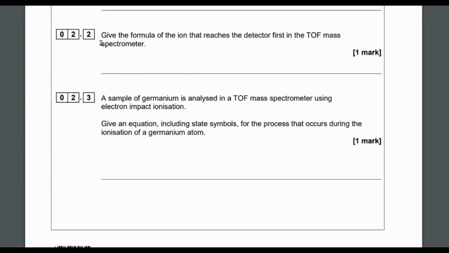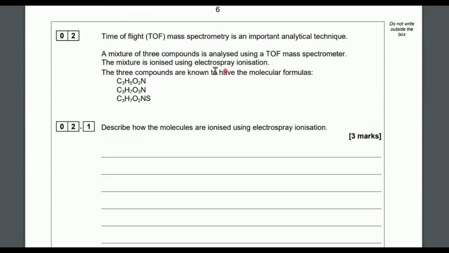Let's zing. 2.2, give the formula of the ion that reaches the detector first in the time of flight mass spectrometer. So if we zing back up, we can see the three different compounds with their molecular formulas, C3H5O2N. What we want to do is work out the mass of each of these because the lightest one is likely to reach the detector first, right? So we've got 36 plus 5 plus 32 plus 14. And then for this next one, we want to do C3H7O3N. So that's going to be 3 times 12 carbons is 36 again. This time we've got 7 hydrogens, so plus 7. This time 3 oxygens, so 3 times 16 is 48, plus 14 for the nitrogen.